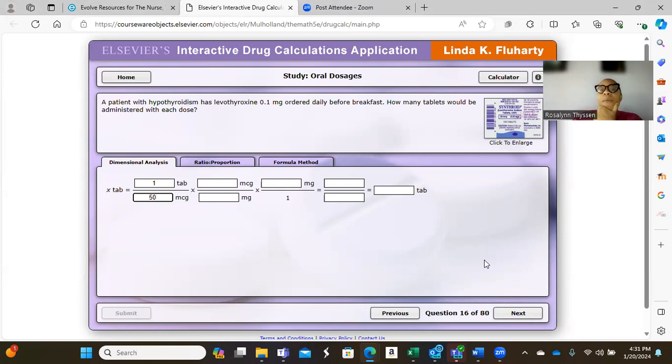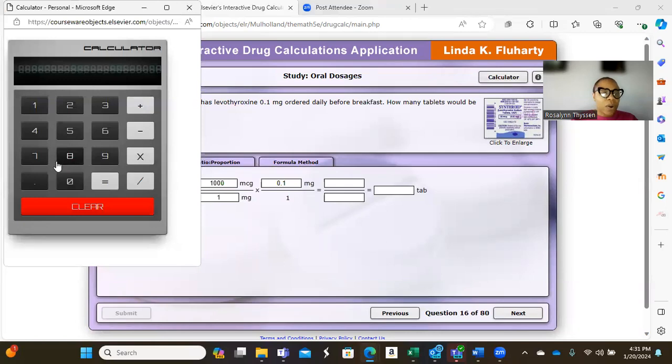What do I know about micrograms and milligrams? Well, I know there's 1,000 micrograms in 1 milligram. Milligrams at the bottom, so I know it has to go at the top. My order is in milligrams, so now I can go to my last question. How many milligrams do I need? 0.1. Now let's look at this. Milligrams cancel out. Micrograms cancel out. I'm left with tabs. If what I'm left with equals what I'm looking for, then I set it up correctly.